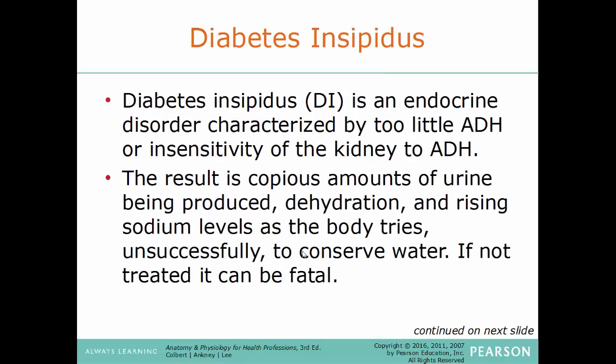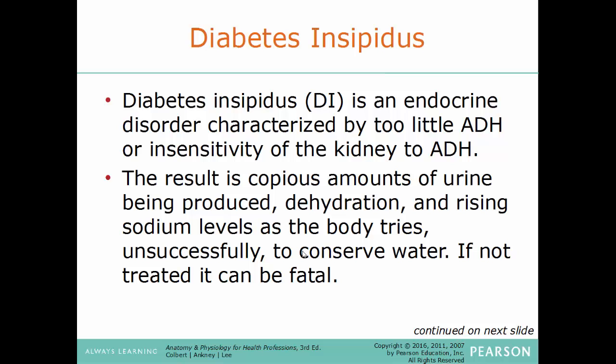Diabetes insipidus, DI, is an endocrine disorder characterized by having too little ADH, or an insensitivity of the kidney to ADH. So even though the word diabetes is included in the title of the condition, it's not really related to blood sugar or pancreas. The result of having DI is producing very large amounts of urine. You're urinating all the time, and every time you go, you're urinating out a large volume.